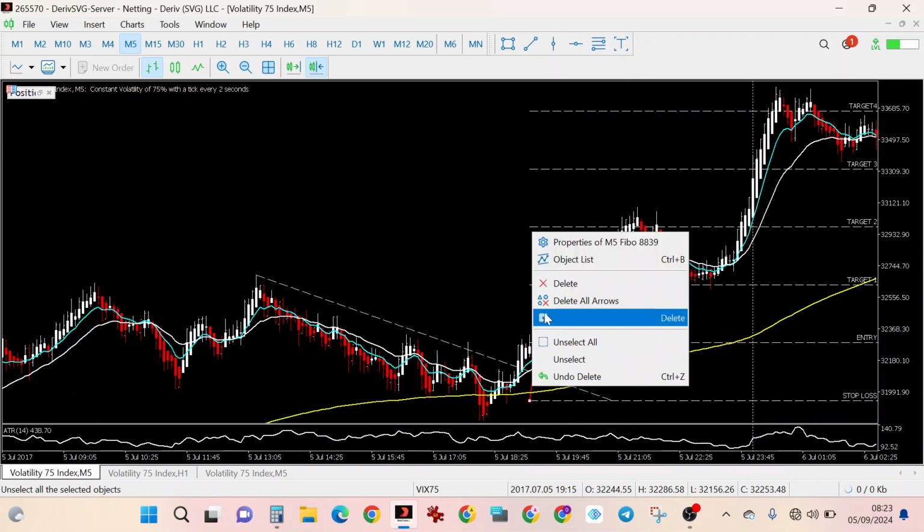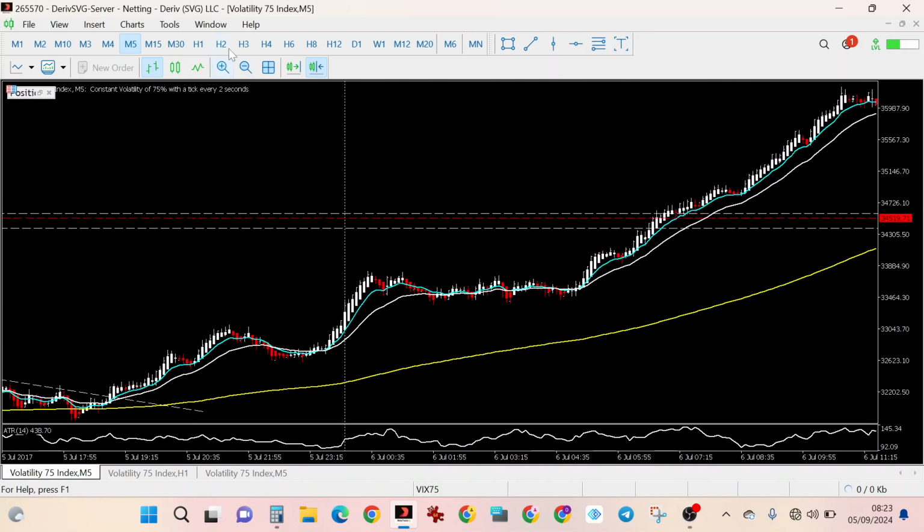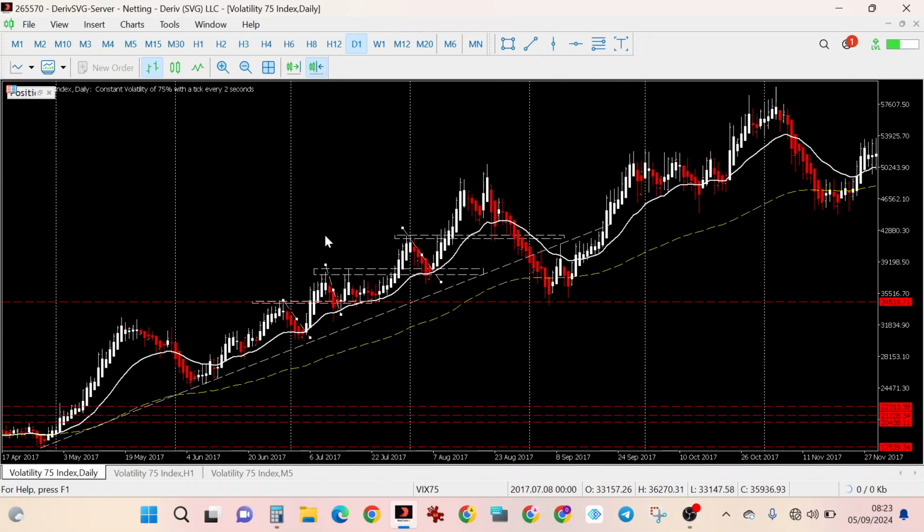So this is how you catch big moves in the market, unless you want to be a scalper. Scalpers don't go for big moves.